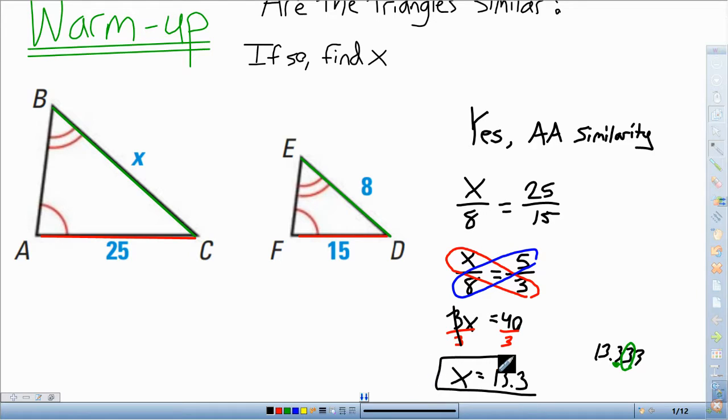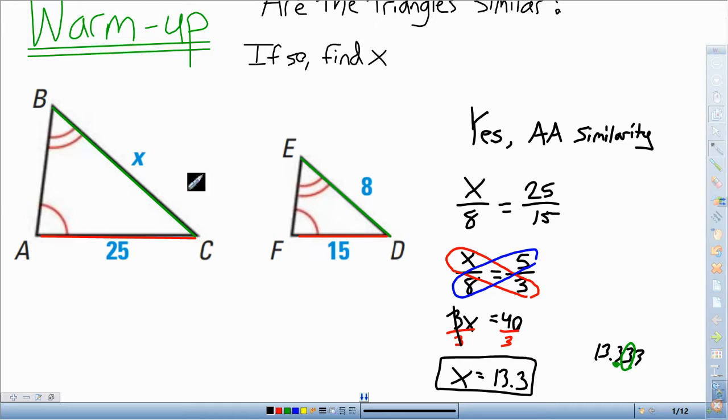Okay, and there it is. All right. Something I haven't mentioned in a little while, but always whenever you get a side length to a triangle or even an angle, check to see if it makes sense. Does it make sense for this side length here to be 13.3 if this one over here is 8?